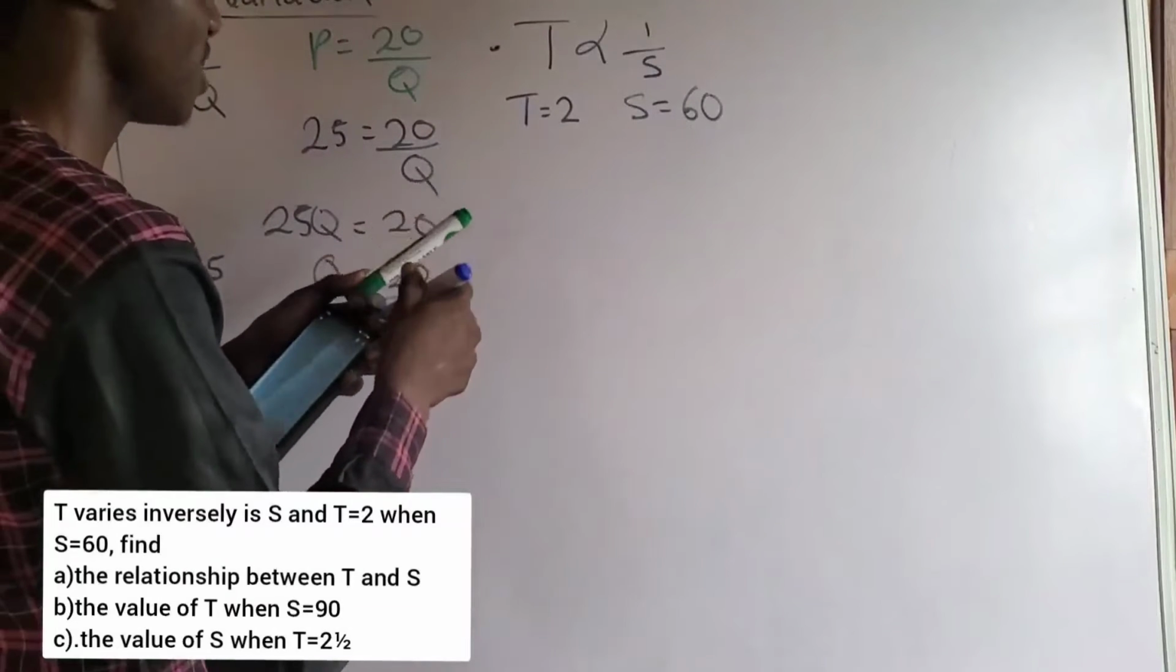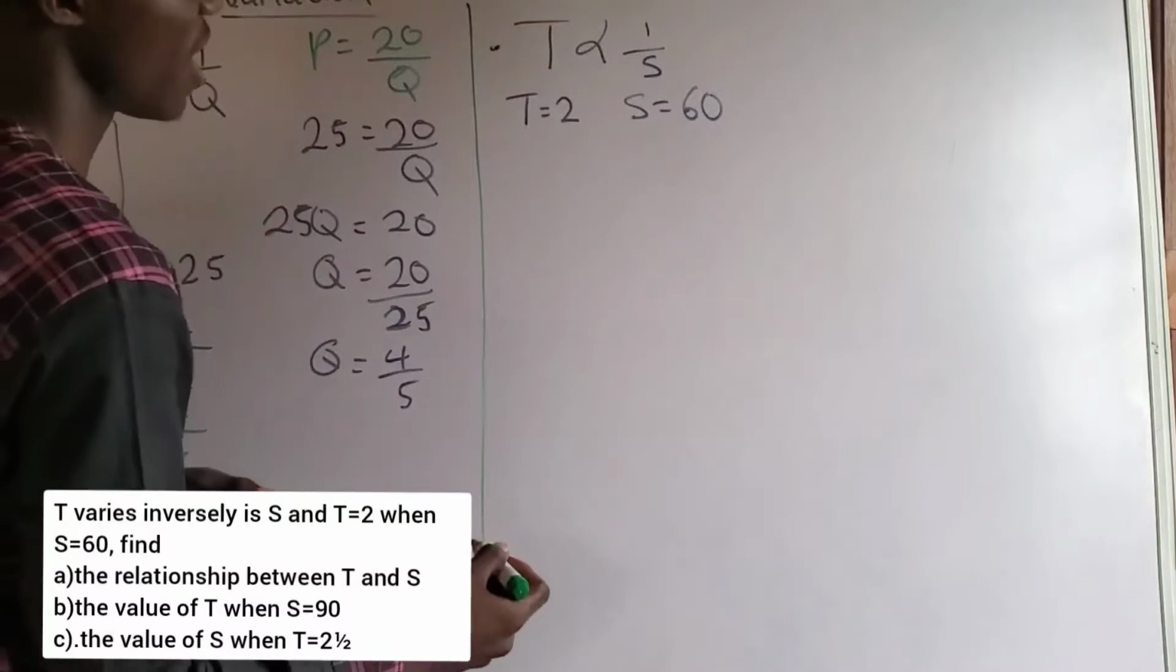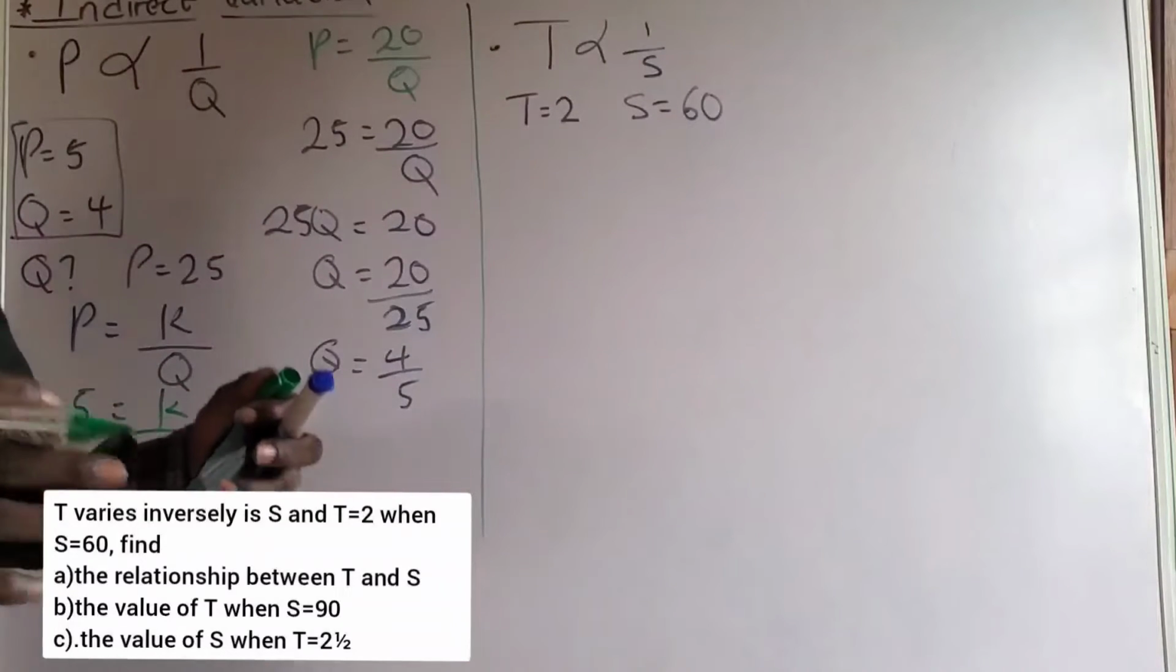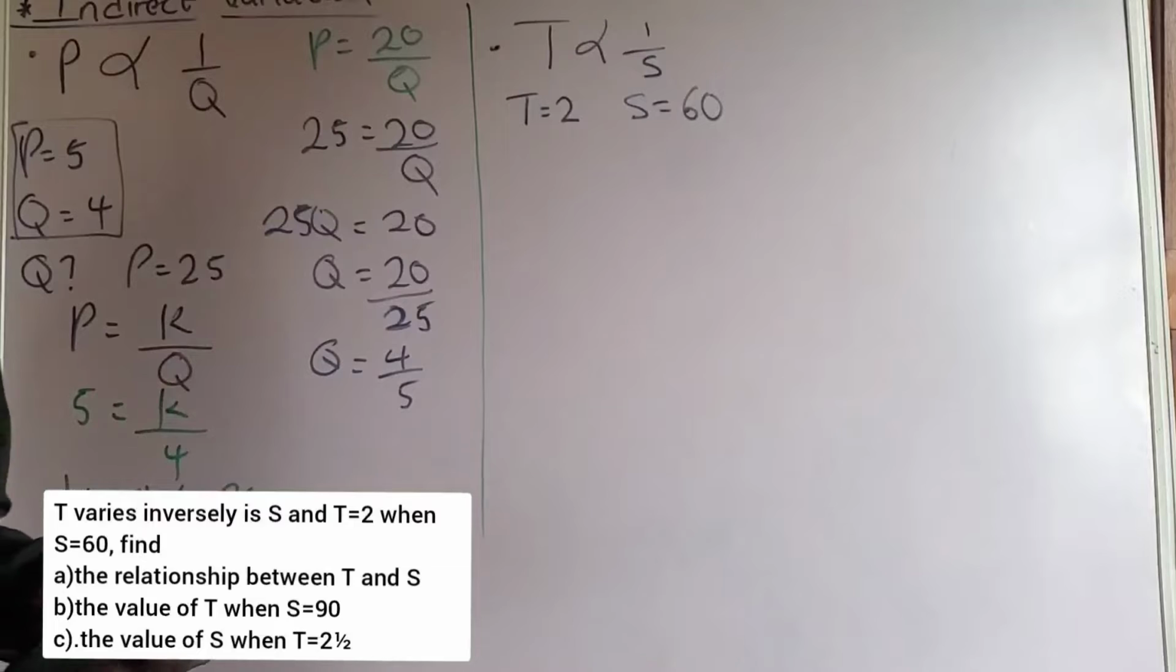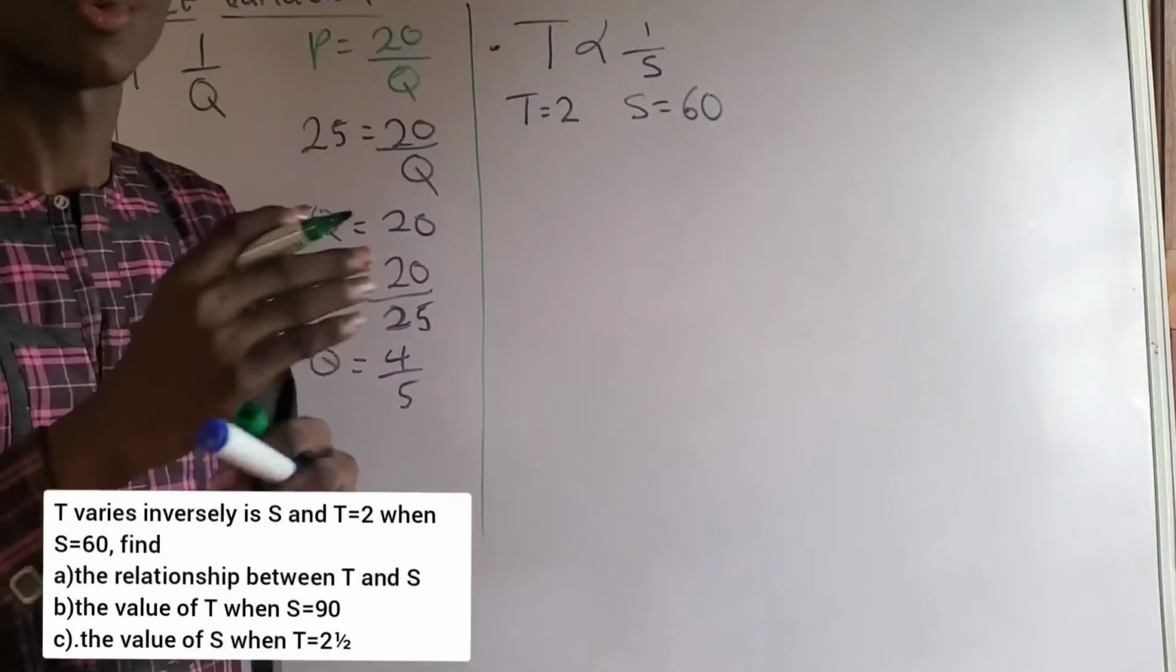Find A, the relationship between T and S. Okay, that's the first question. Now, the relationship between T and S is the equation connecting T and S. Do you understand? Okay, so if you can get the equation connecting T and S, we are good to go.